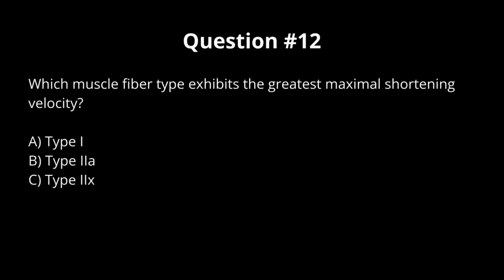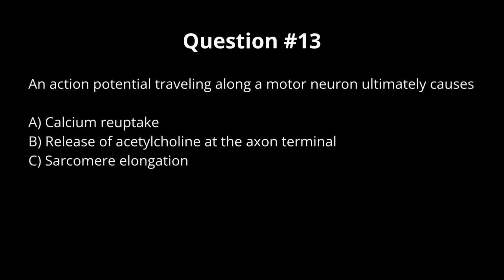Question number 12. Which muscle fiber type exhibits the greatest maximal shortening velocity? A. Type 1, B. Type 2A, C. Type 2X. The correct answer is C. A type 2X fiber contracts the fastest and produces the most power, but it fatigues quickly because of its low oxidative capacity.